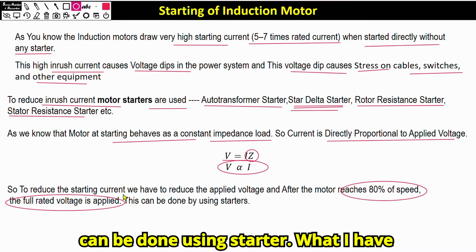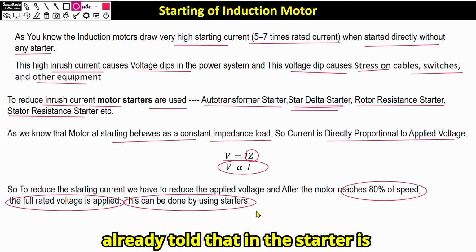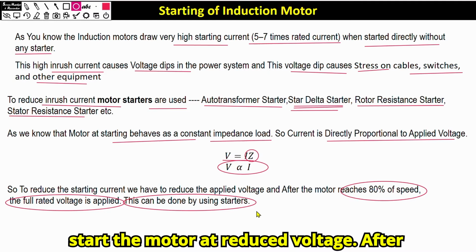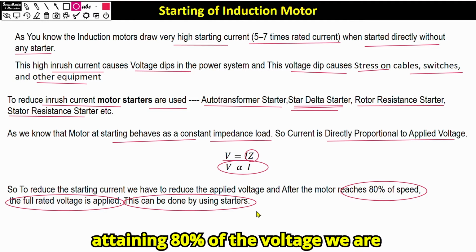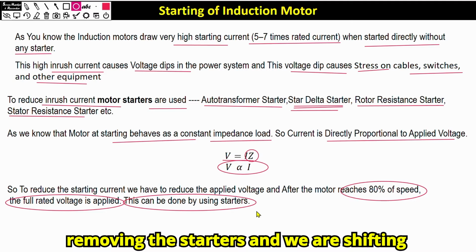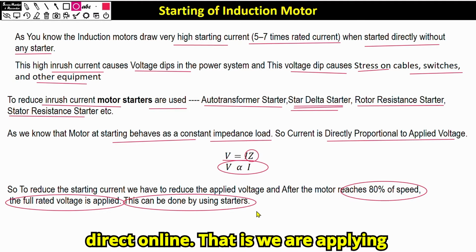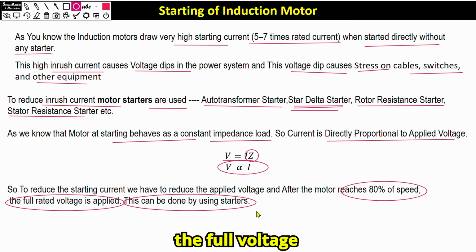This can be done using starters. As I have already told, with the starters we start the motor at reduced voltage. After attaining 80% of the speed, we are removing the starters and we are shifting the motor to direct online starting. That is, we are applying the full voltage.